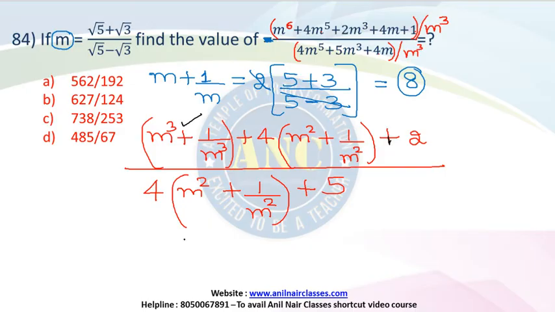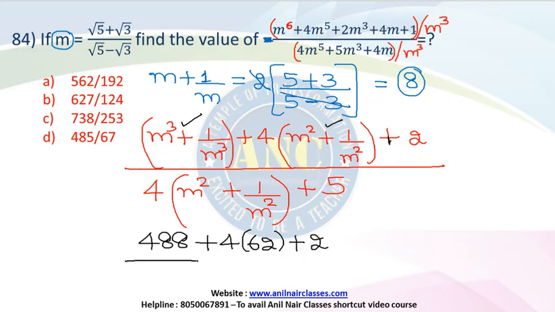So m cube plus 1 by m cube will be 8 cube minus 3 into 8. 8 cube is 512. 512 minus 3 times 8, it is 24. 512 minus 24, first value is 488, plus 4 into m square plus 1 by m square, which will be 8 square minus 2. 64 minus 2 is 62, plus 2. Whole thing divided by 4 into m square plus 1 by m square, which is 62 once again, plus 5.